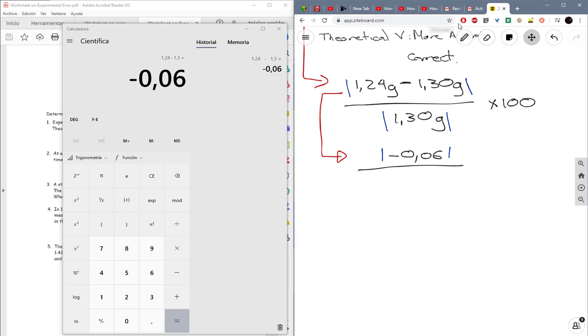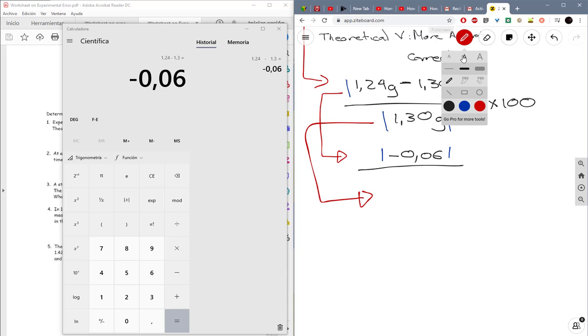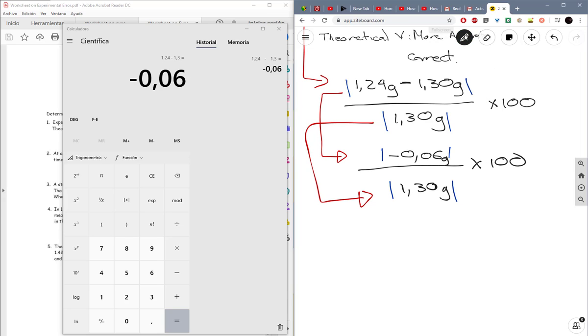Now, let's do the other part, which is the denominator of this operation. 1.30 grams. I forgot the grams here. And inside the absolute value bars. Finally, don't forget to multiply by 100. This part. Okay. So we get the new formula. Well, not the new formula, but the result of our formula.